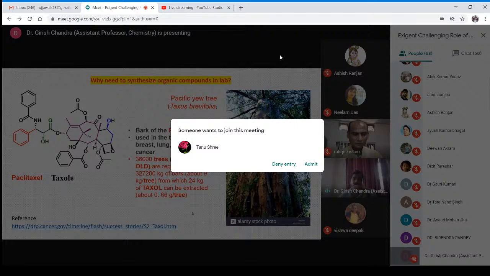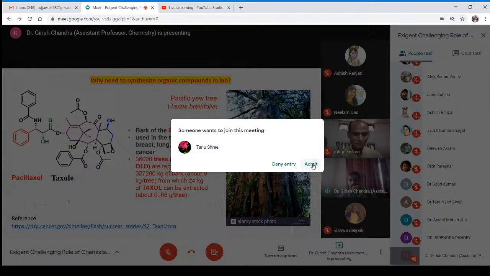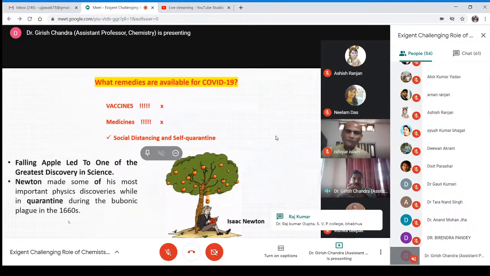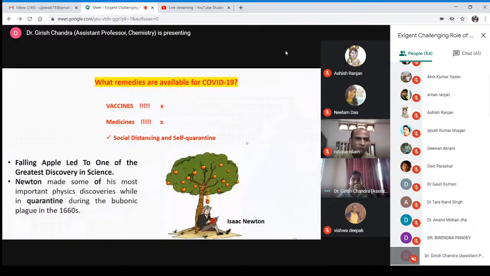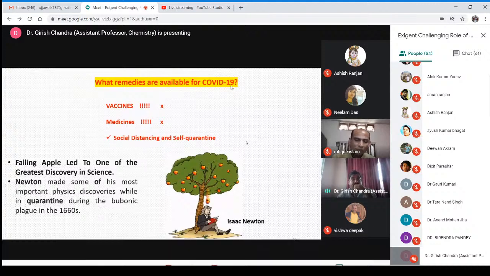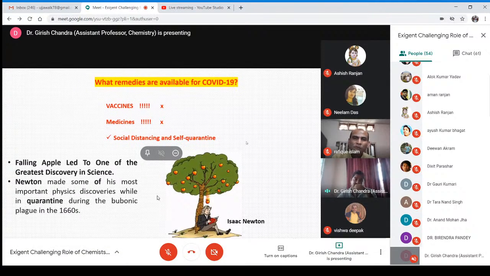Okay, so fortunately, these are medicines for cancer, but still we are waiting for drugs for COVID-19. Okay, so now the question is, what remedies are available for COVID-19? Are vaccines available? Obviously, we have answered no. Are medicines available? And once again, we have answered no.